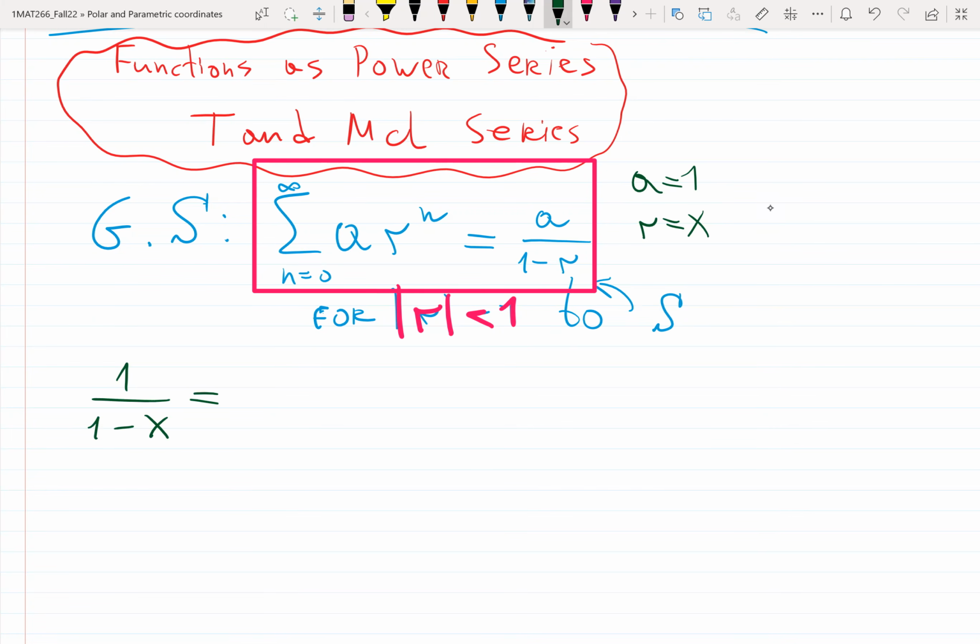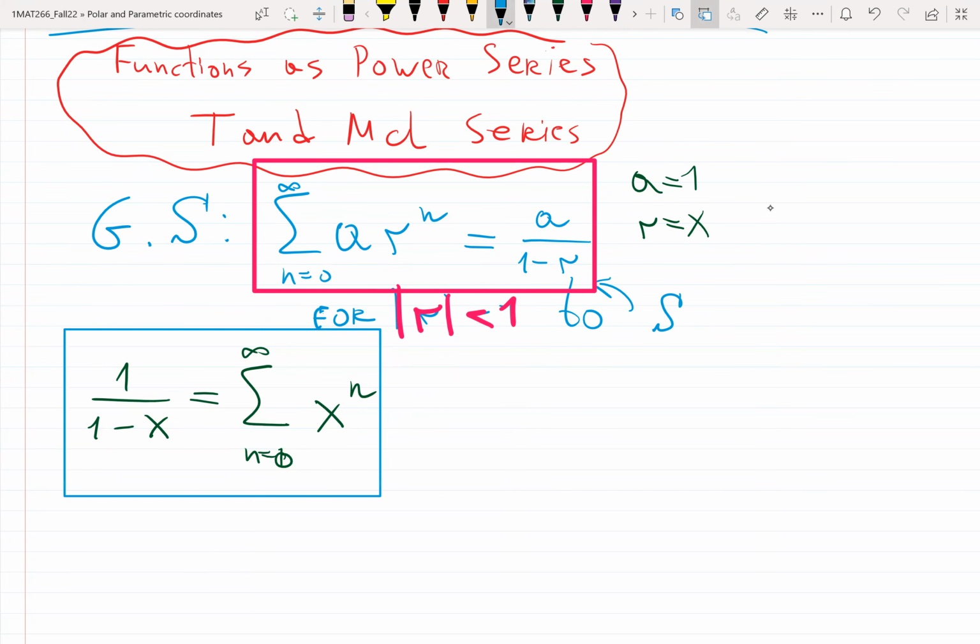equals. So a is 1, r is x. As sum, a is 1, so just 1 times x to the n. That's where this formula came from. We just renamed a couple of things in the geometric series, and created a power series out of it. That's where this thing came from. And then you can see that x has to be less than 1. It only works for x by absolute value less than 1. It came from geometric series.